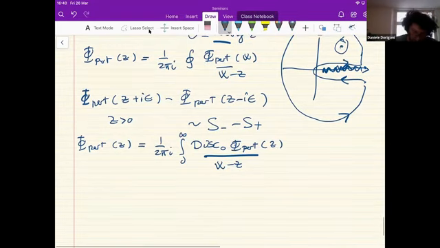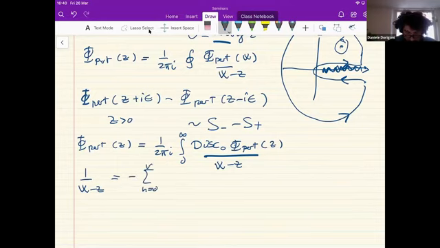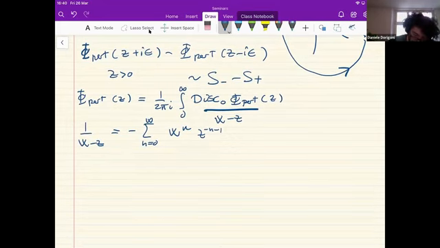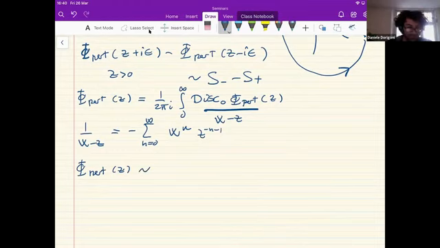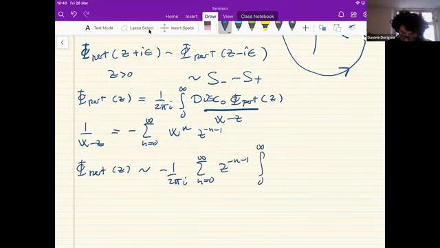At this point, we expand this object in the usual way, sum of w_n z to the minus n minus 1. So if we plug it in the above expression and we commute the sum with the integrals, which of course we cannot do, but we're going to do anyway, we'll get an asymptotic expansion: minus 1 over 2 pi i, sum from 0 to infinity, z to the minus n minus 1, the integral between 0 and infinity, the discontinuity along the 0 direction of w to the n dw.